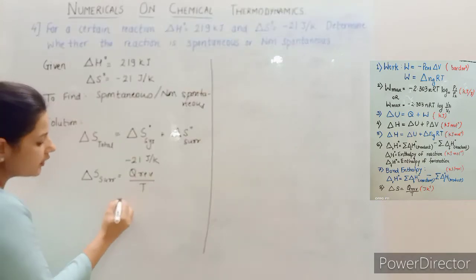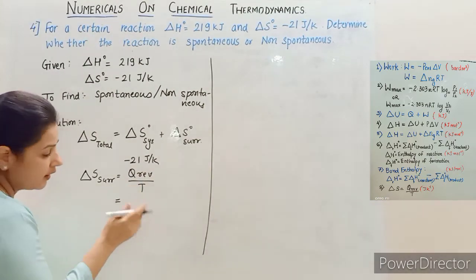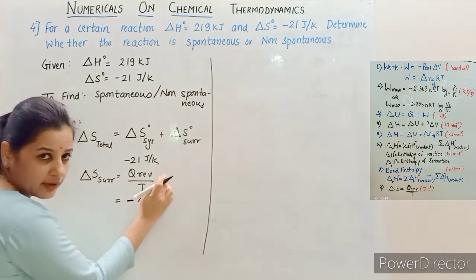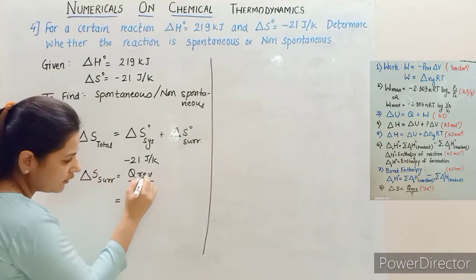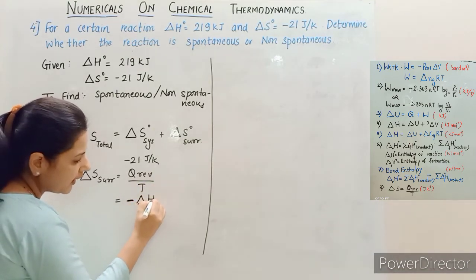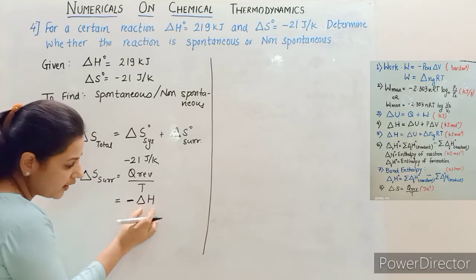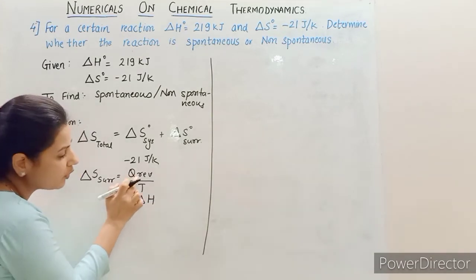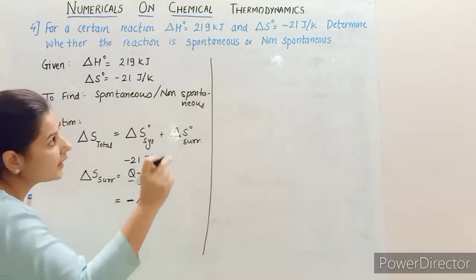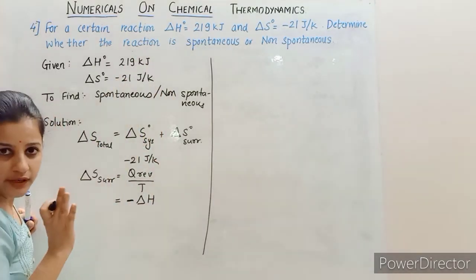Yes, now in this case Q reversible means जो भी आपको डेल्टा H दिया हुआ है, रिवर्सिबल अपॉन T, and we know that H upon T is nothing but enthalpy change, so this is nothing but delta H. But in this case we have to take the negative of delta H. Why? Because we are considering the reversible process. Okay, सीधी प्रोसेस जा रही है तो डेल्टा H लग रहा है 219 किलो जूल्स.